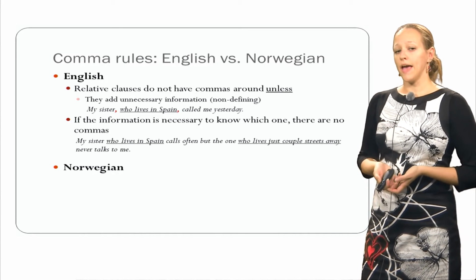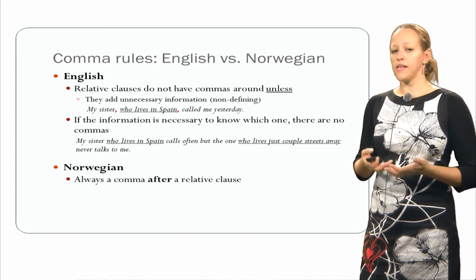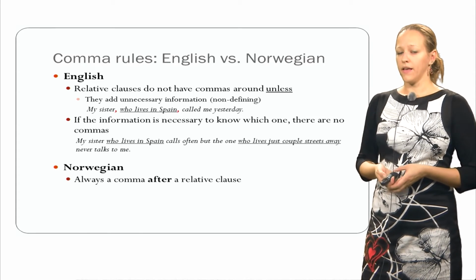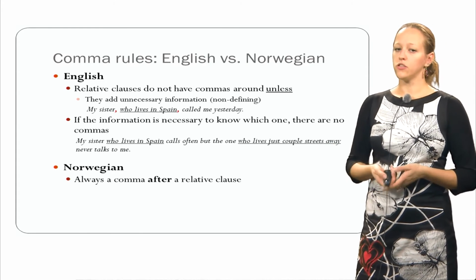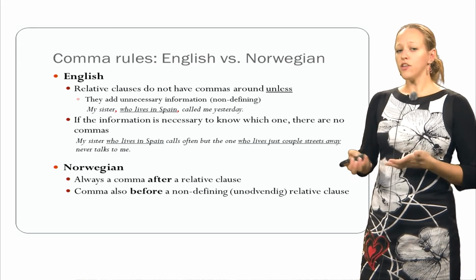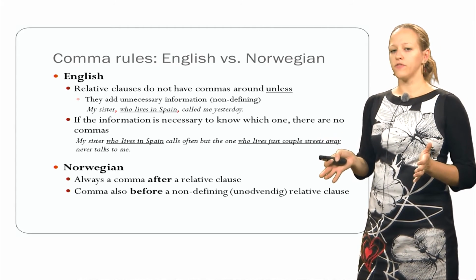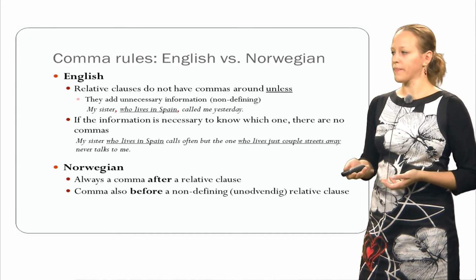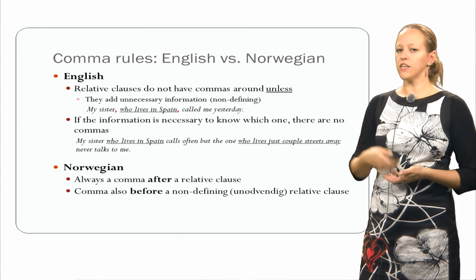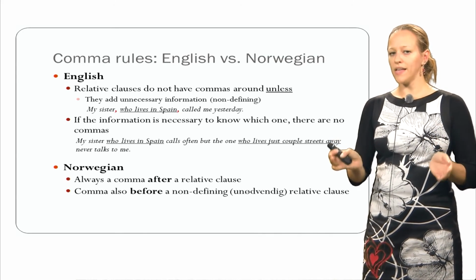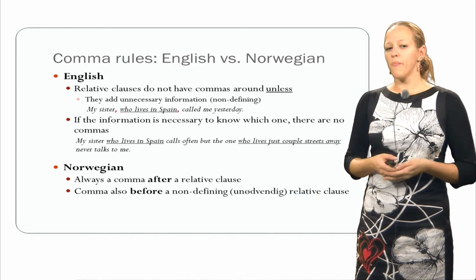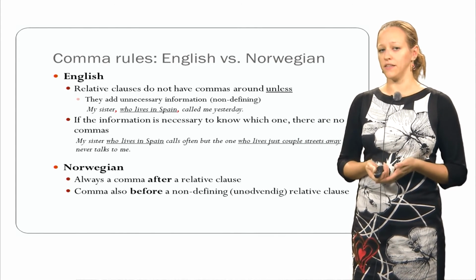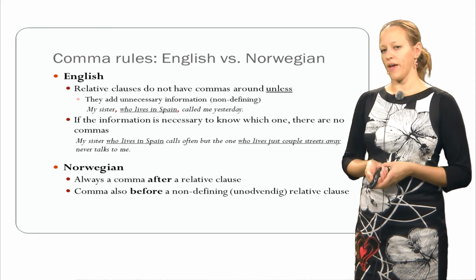In Norwegian, you normally place a comma after a relative clause, after a leddsetning. So even there where in English you wouldn't, you do in Norwegian. And you place a comma both before and after a non-defining or unødvendig relative clause. So in the case where in English the commas are required on both ends, it is the same in Norwegian, but where Norwegian would put a comma after a leddsetning, English doesn't when it's necessary information.